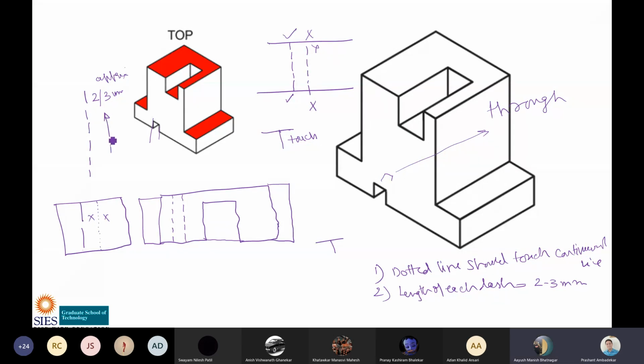Sir, I had a doubt. How do you understand whether it's through or not, sir? If the depth of this is not mentioned, then it is the assumption that it is assumed as through. Even if there is a hole here, and the depth of the hole is not mentioned, then we have to assume that it is a through hole. Then again a dotted line for this will be drawn like this. Got it? Okay, sir.